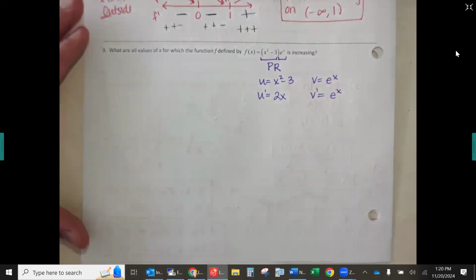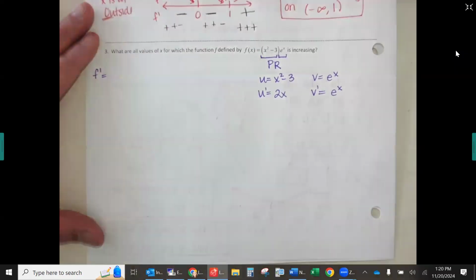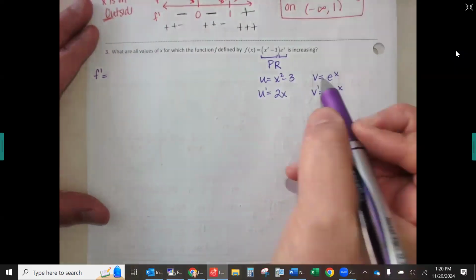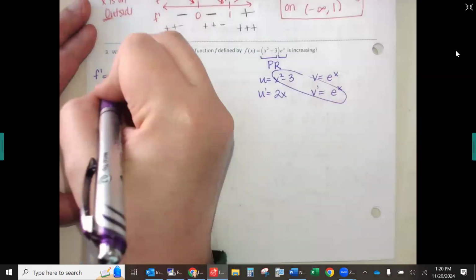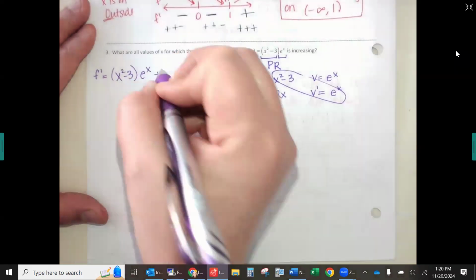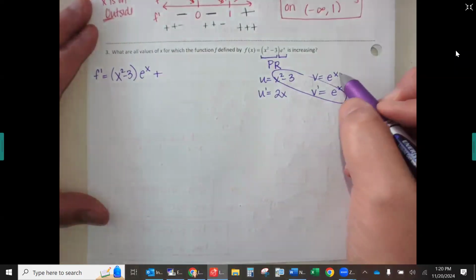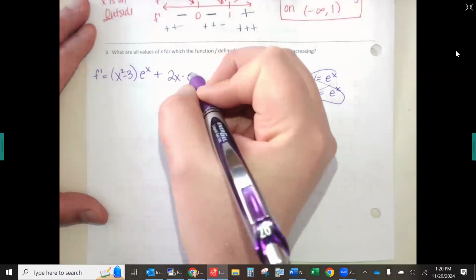Okay, so over here to the side, let's write our derivative. f prime equals. We'll do this diagonal, which is (x squared minus 3) times e to the x, plus, and then this diagonal is 2x e to the x.